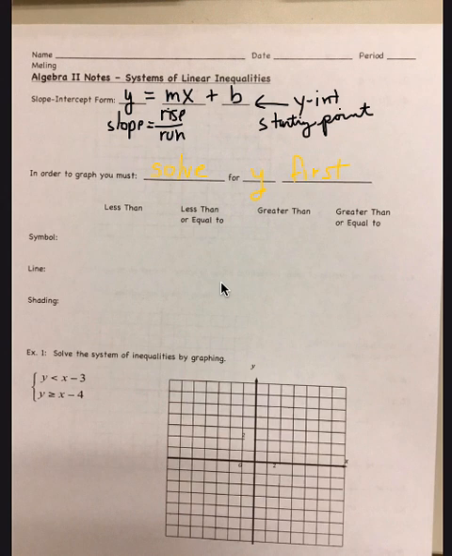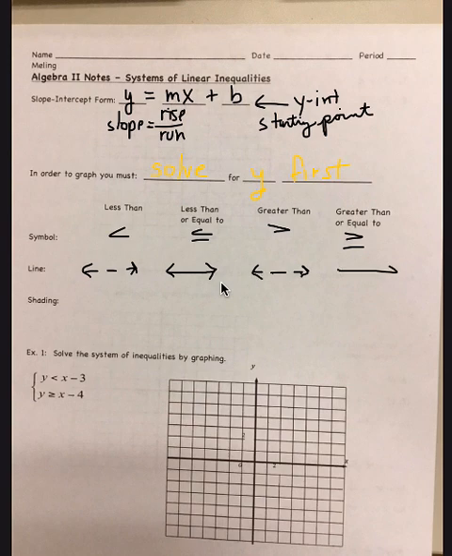All right, we've had inequalities before, so just a refresher, we have our symbols less than or equal to, greater than or equal to. When it's less than, our line is dotted. Less than or equal to, it's solid. Greater than, dotted. Greater than or equal to, solid. Shading, the direction it goes: below, above.